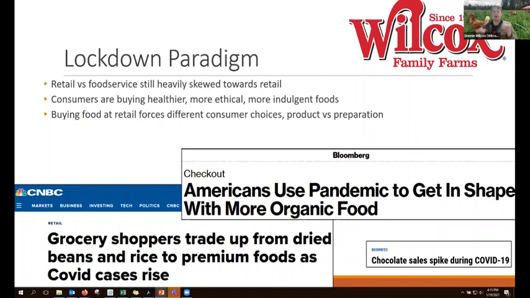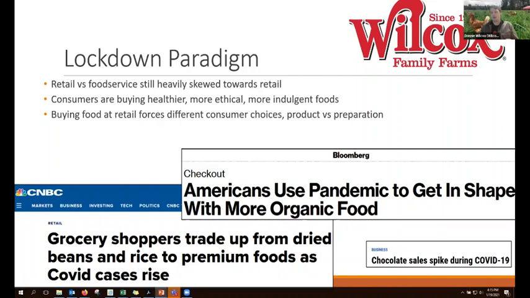Like, do I want an omelet with these toppings? Do I want a scramble with these things in it? Eggs are just an ingredient. Whereas when you buy food in retail, you're actually choosing which eggs do I want, not how do I want them prepared.